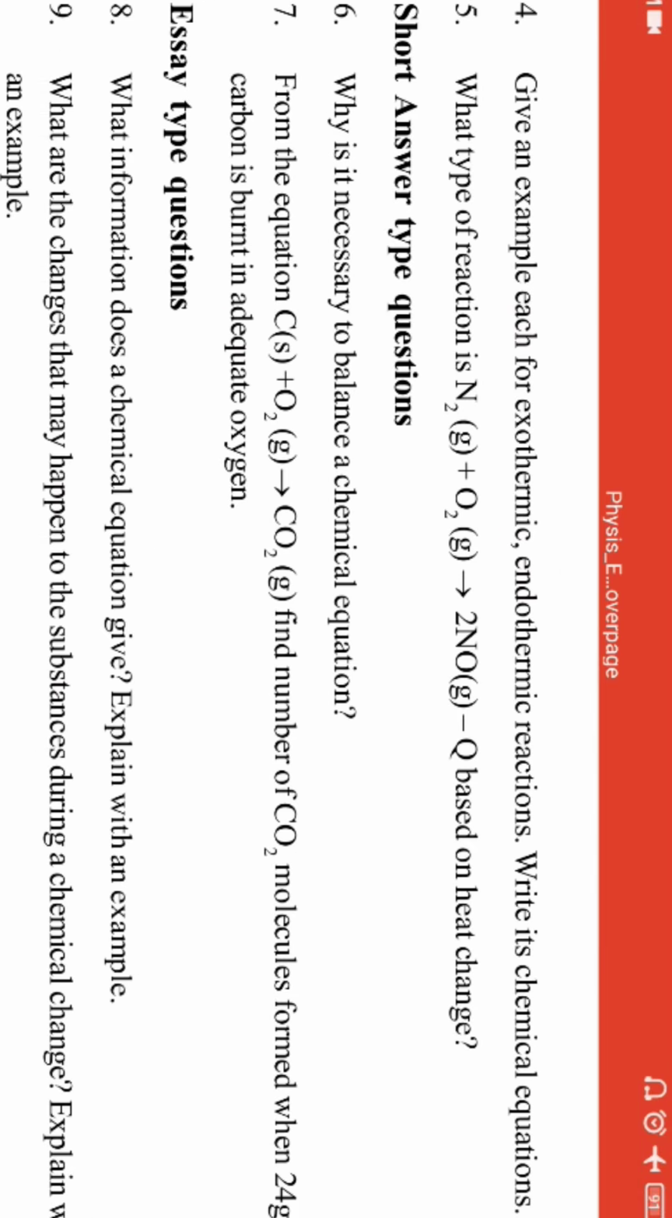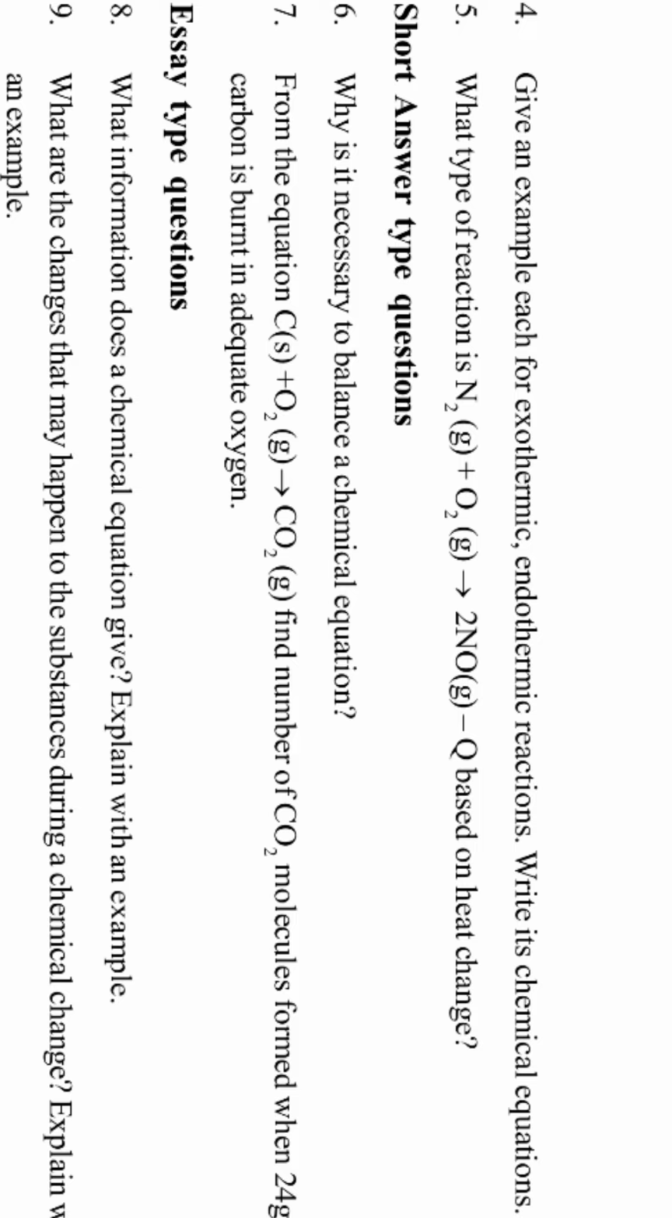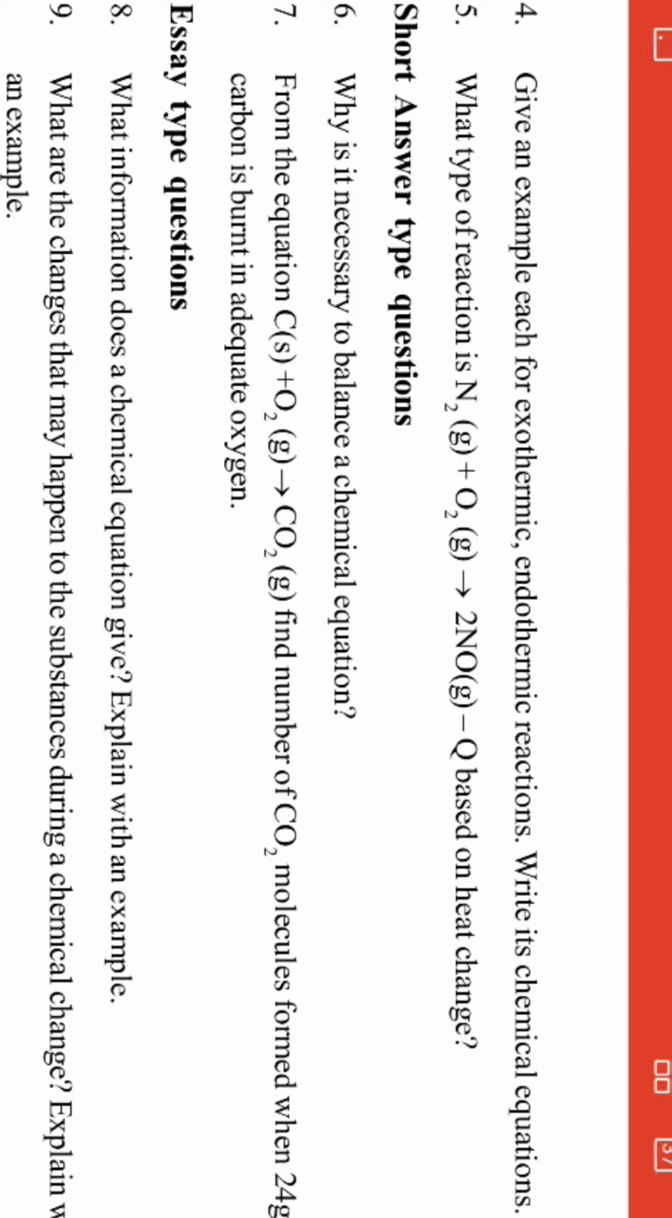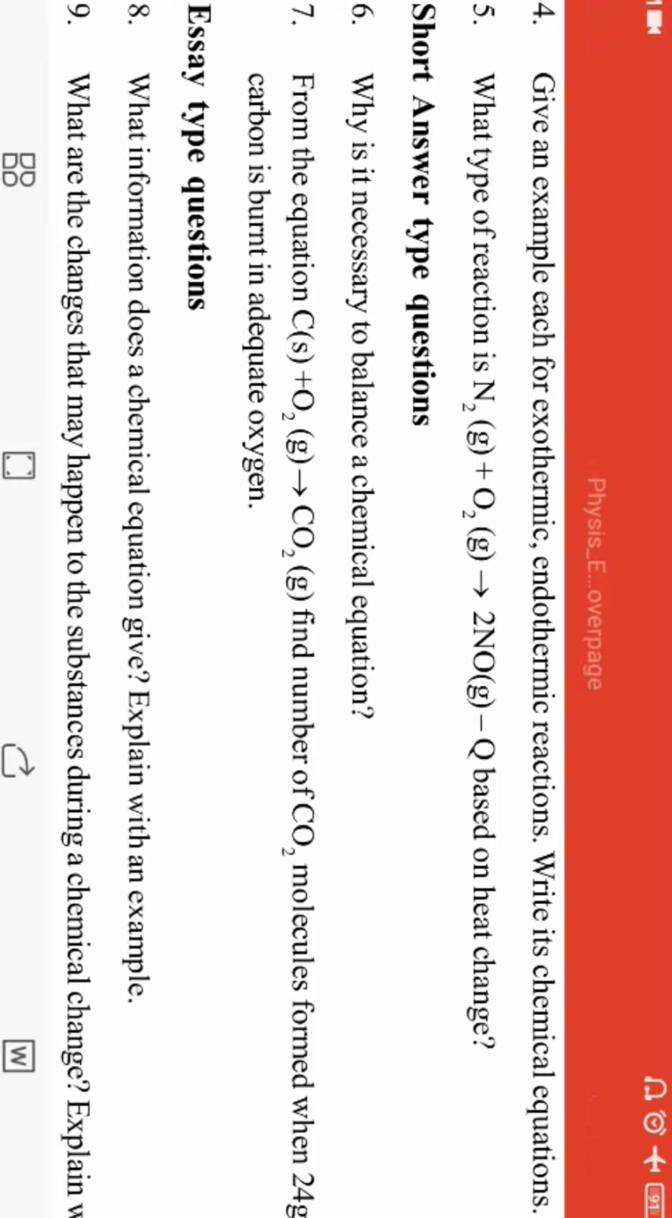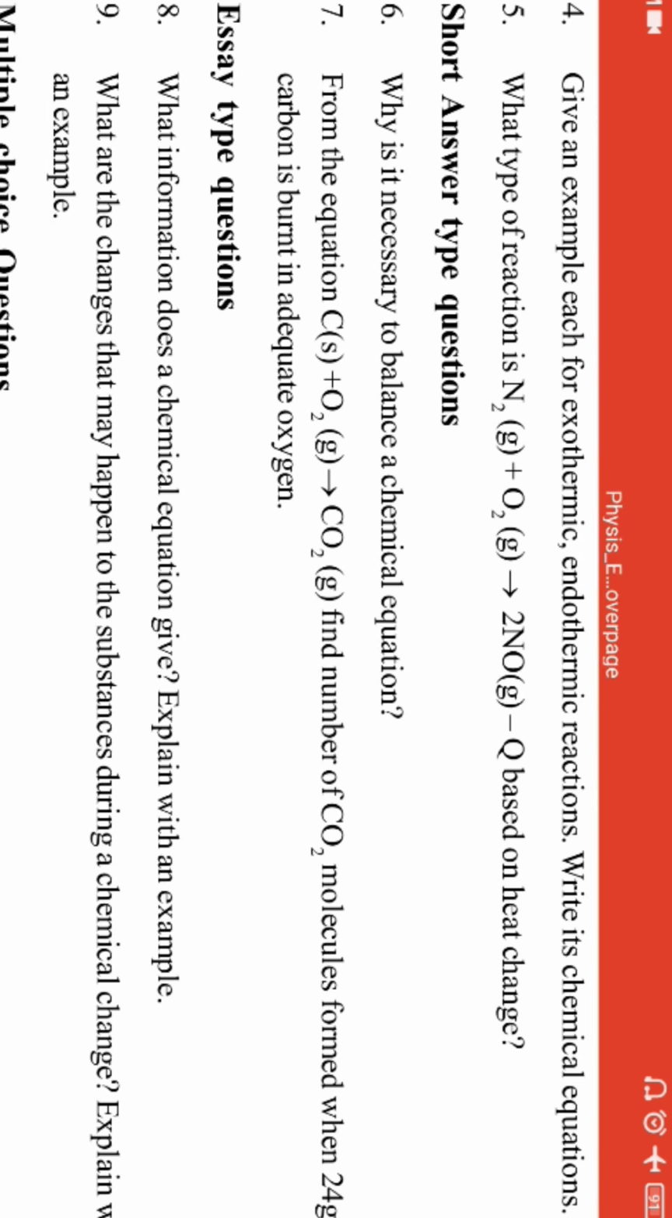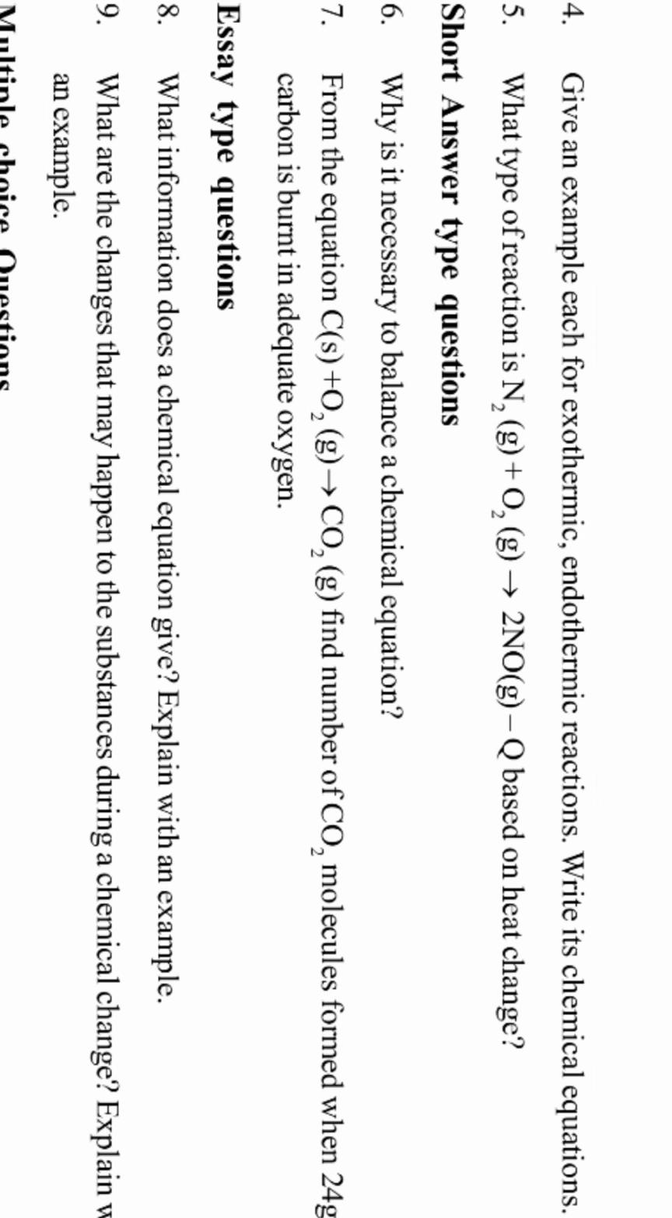Now fourth question: give an example each for exothermic and endothermic reactions and write their chemical equations. It is there in the notes I explained before. Please see the notes. I am even giving the PDF of these notes. Fifth question: what type of reaction is N2 gas plus O2 gas gives rise to 2NO gas, minus Q, based on the heat change? Minus means heat is absorbed, hence it is an endothermic reaction.